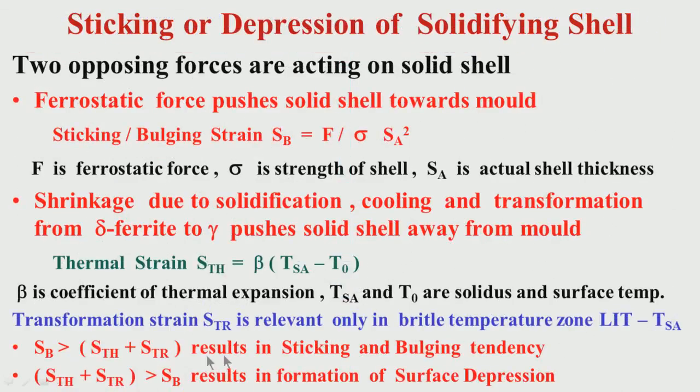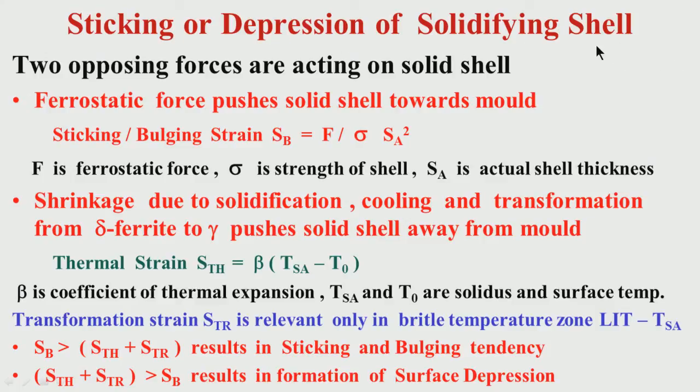So, finally, which one is more? If the sticking or the bulging strain is more compared to the thermal and transformation strain, then there will be a sticking or bulging tendency. If the reverse is true, that means the strain due to thermal and transformation is more than the bulging strain, then the consequence will be formation of surface depression. So, it is clear now that for certain chemistry there will be sticking or bulging tendency, I will come to it now, and for certain chemistry there will be depression formation. That is why we call it sticking or depression of the solidifying shell.